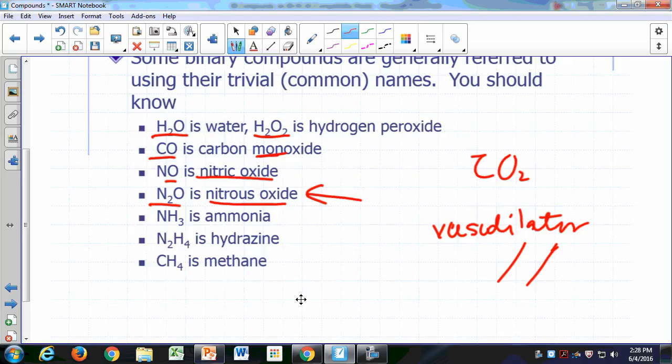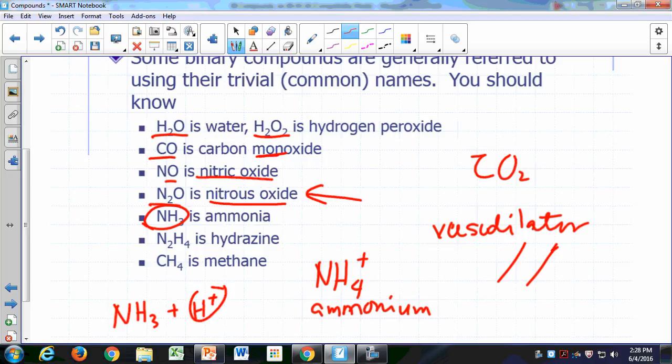Ammonia, NH3. Note the difference between that and this one. NH4 plus is ammonium. NH3 is ammonia. Ammonium is the ion. See, when NH3 picks up an H plus, like that H plus can be pulled away from a water molecule and that H plus attaches itself to NH3, you get ammonium.